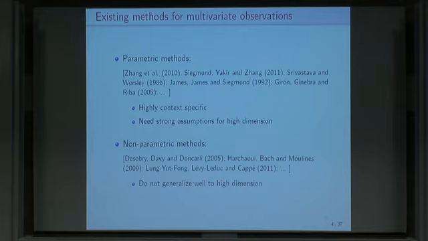So we see there is a big gap between what we want to do and what we already have. So our goal here is to develop a general method that can be used to detect change points for a sequence of multivariate observations or more complex observations.